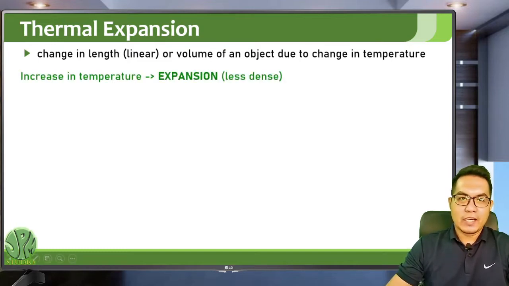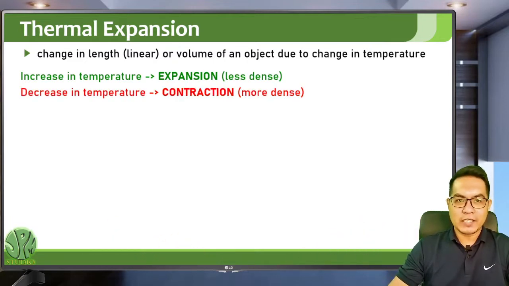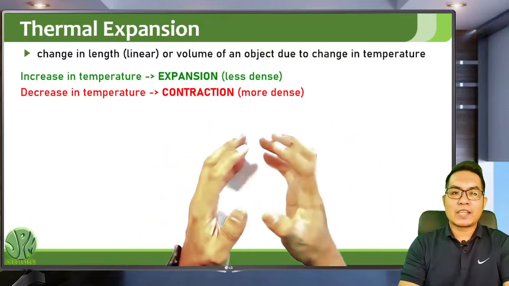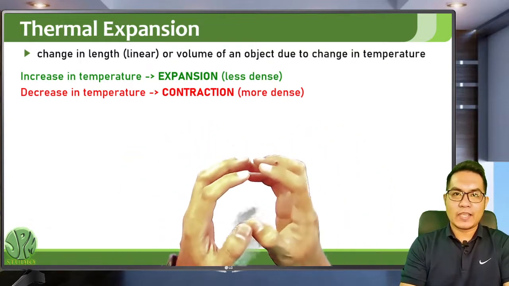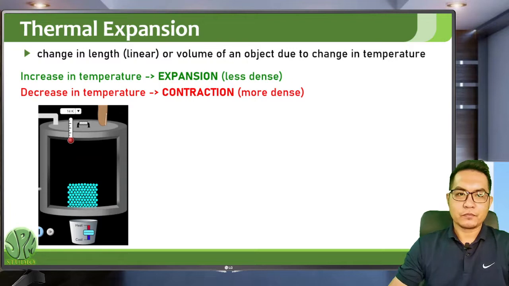So if the temperature is increased, the normal reaction of a material is expansion. So it becomes less dense. It has the same mass, but its volume now increases. That's why its density decreases. So it becomes less dense. So if you decrease the temperature of a material, the normal reaction of that material is to contract. So there's contraction. So when an object contracts, it has the same mass, but its volume is smaller, so it has a larger density. So it becomes more dense.